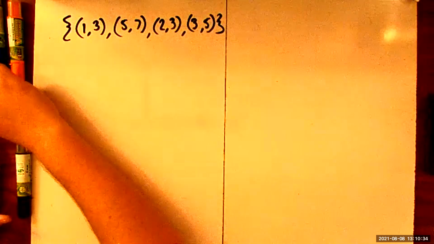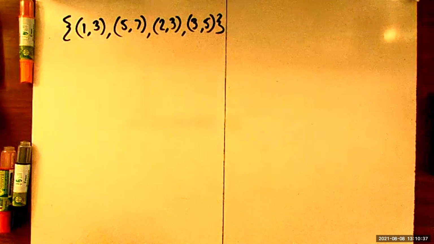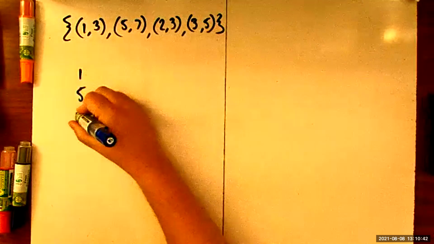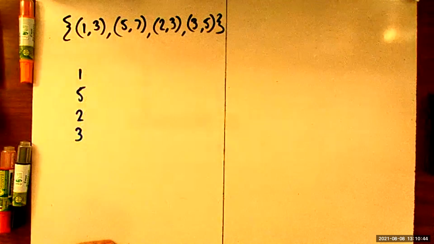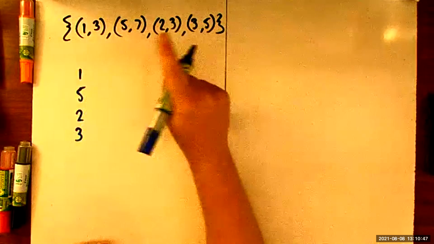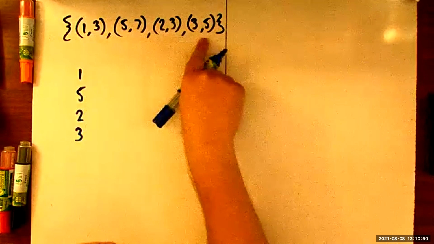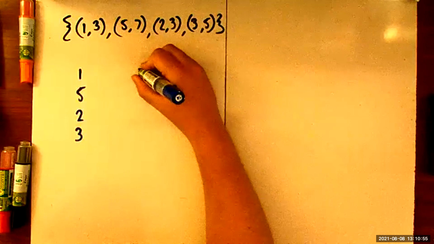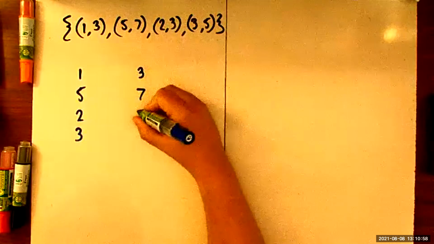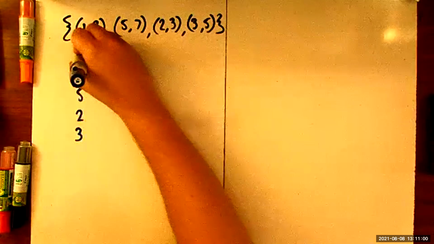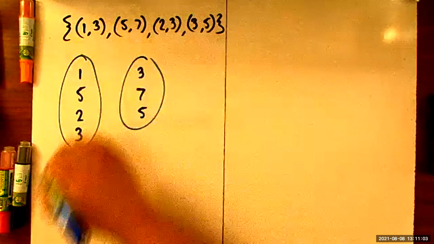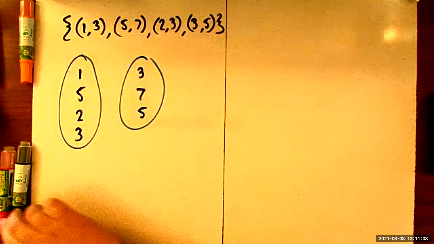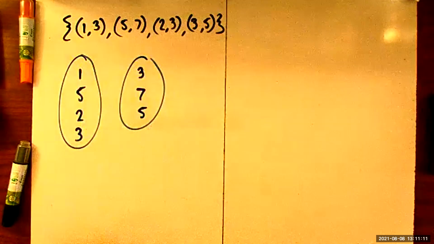And so in this case, our inputs would be 1, 5, 2, and 3. And so we would say 1, 5, 2, and 3. Our outputs are 3, 7, 3, and 5. Since 3 is repeated, we would only show it once. And so they would be 3, 7, and 5. This is our inputs. This is our outputs. To make it an arrow diagram, then we just show how all of the inputs connect to our outputs.